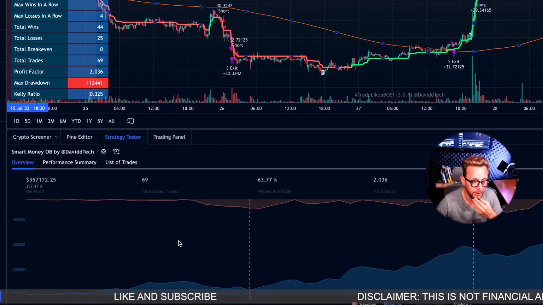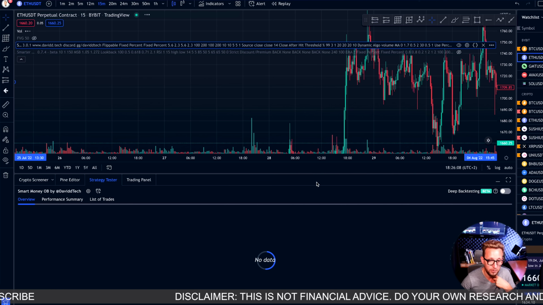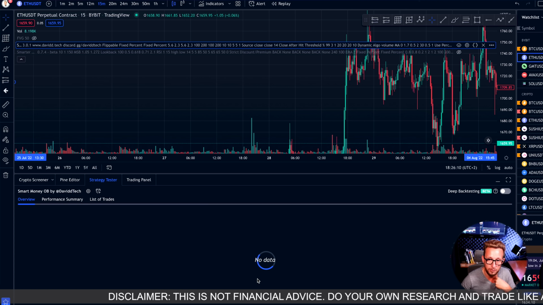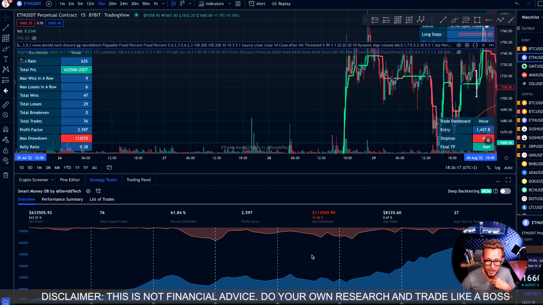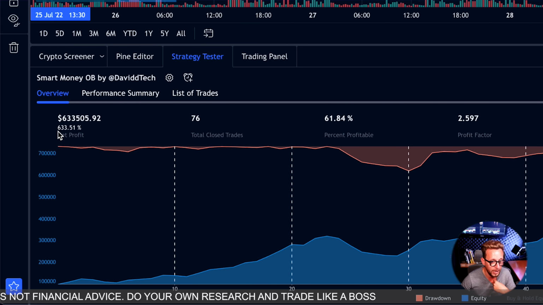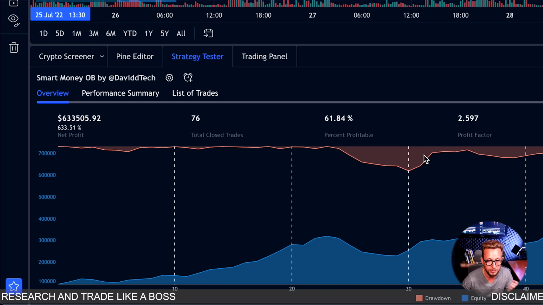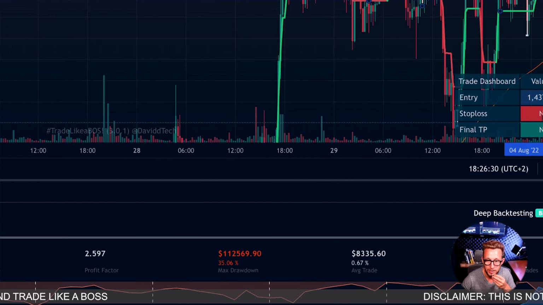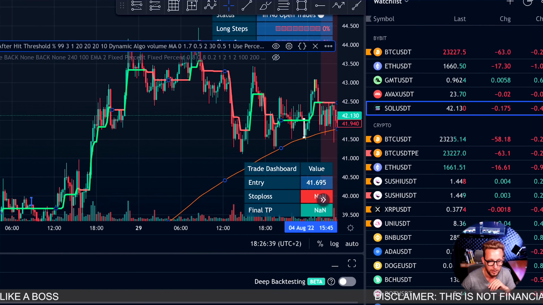Thing that I do like also is if I go over to Ethereum, it will also stay profitable without changing anything at all. The equity curve looks even better on Ethereum, except for the max drawdown is at 35%. We have a net profit of 633%, 76 trades closed, a 61% win rate, which is great. Go over to Sol. As you can see, the equity curve doesn't look great on that one. Some of them look great, some of them don't.